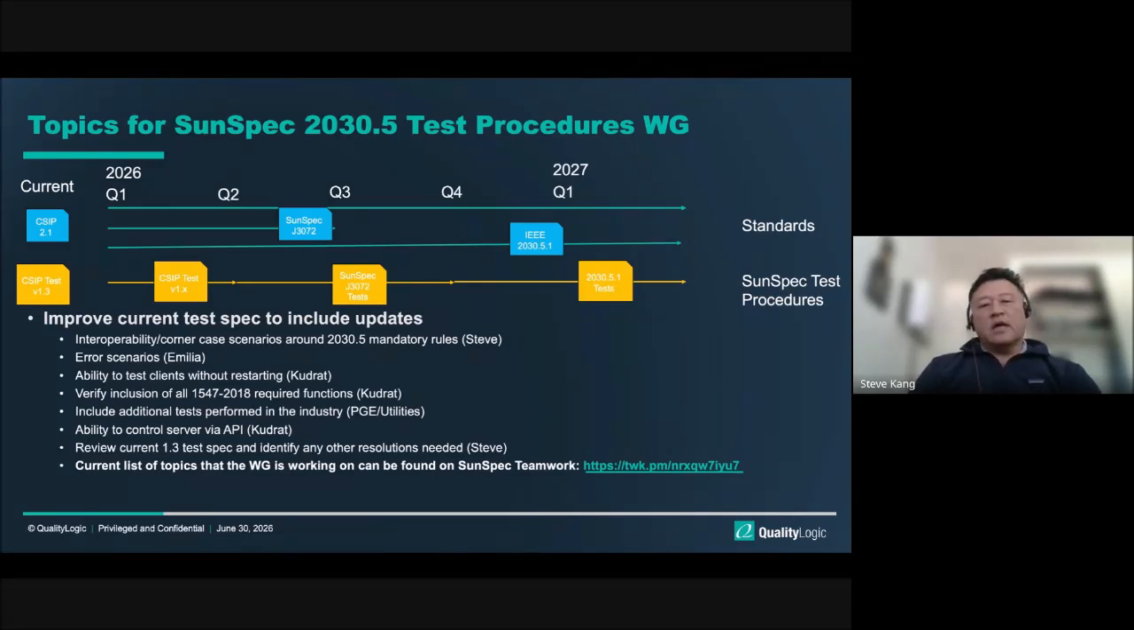In addition, error scenarios, and also it's important to cover all the requirements in 1547-2018, as well as additional interoperability tests that are done typically by utilities as well as DNSPs in Australia. So we want to make sure those additional tests are also covered in the baseline certification. The current list of topics, as well as a draft document, can be found on the specific work group Teamwork site.